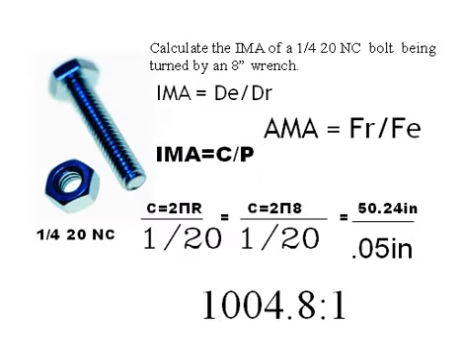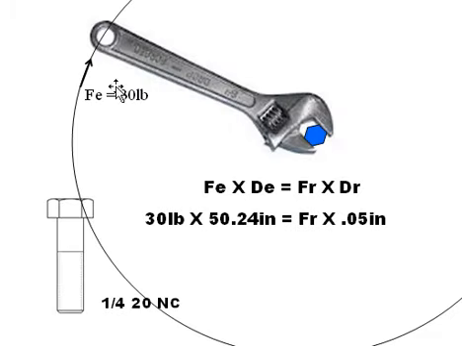So where did I get these two numbers? I got these two numbers from our last equation. And you can look here and you can find 50.24 inches is the same thing as the circumference that the wrench makes, and is also a substitution for D of E in this equation for IMA. So D of E is now 50.24. D of R is the pitch of the bolt, which is 1/20th, and in decimal it's 0.05. So we go back here, and now that we know 30 pounds, we know D of E, and we know D of R, we can easily calculate for F of R.